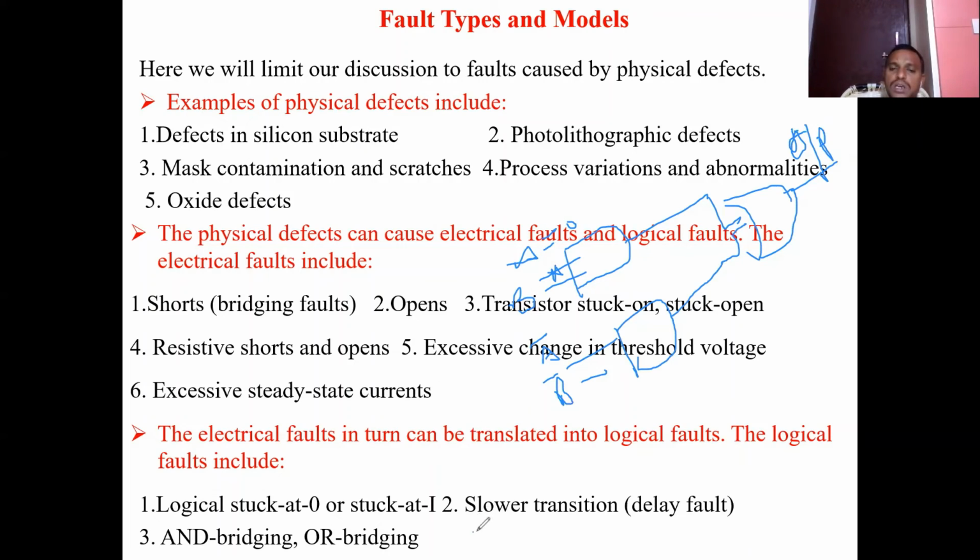And the next one is slower transition, that is nothing but delay faults you will get. And the next one is AND bridging or OR bridging. All those things we'll see here.